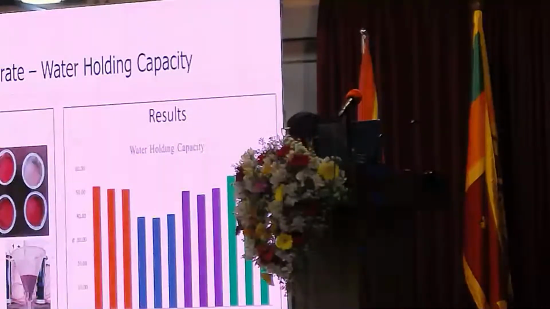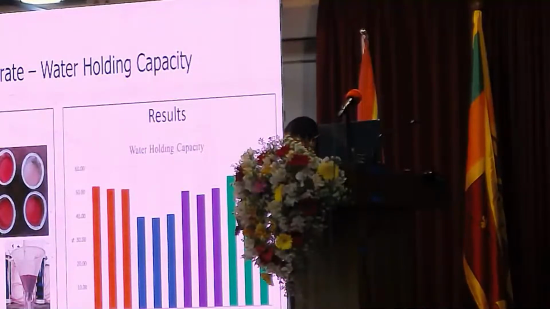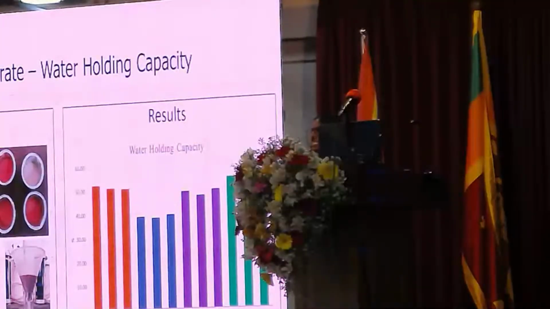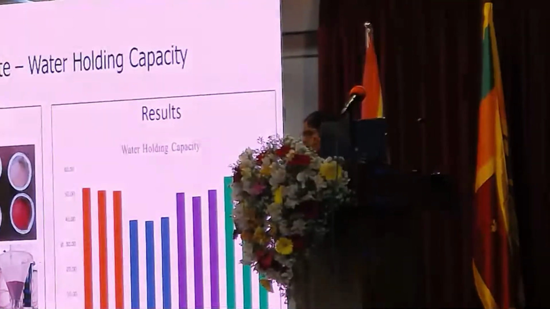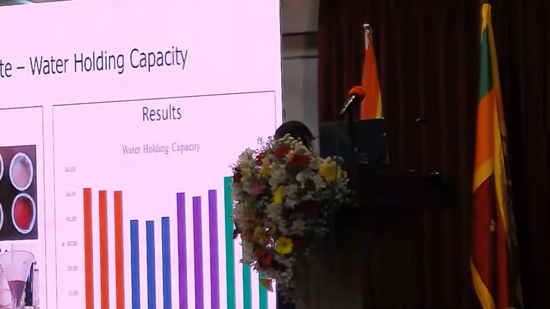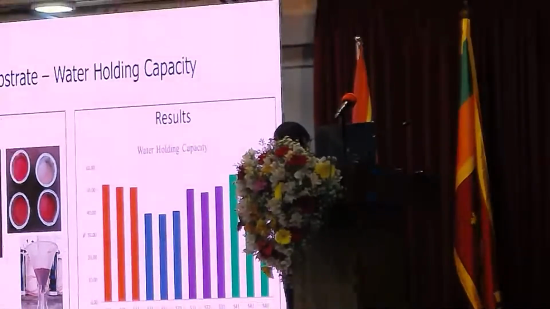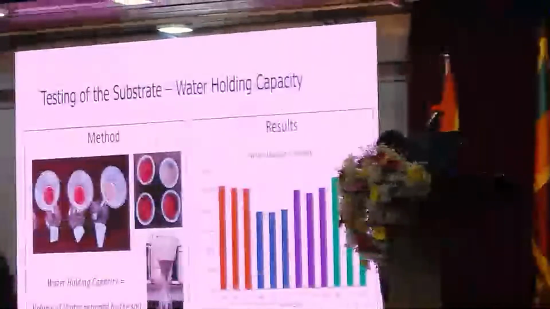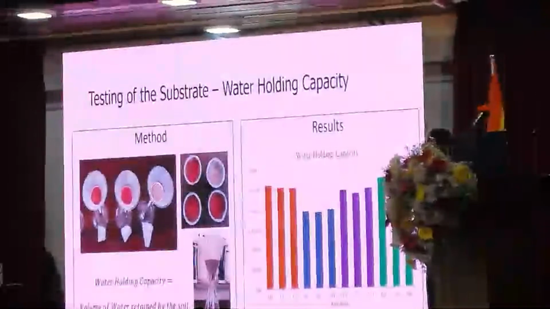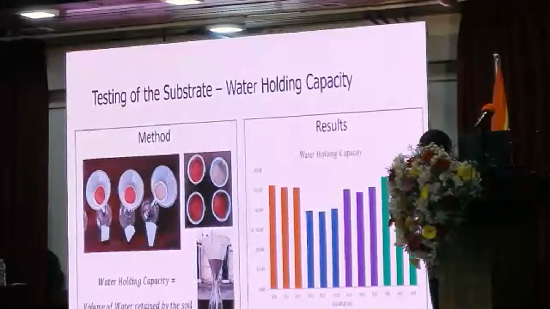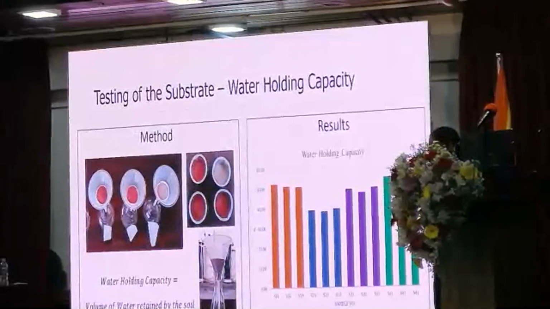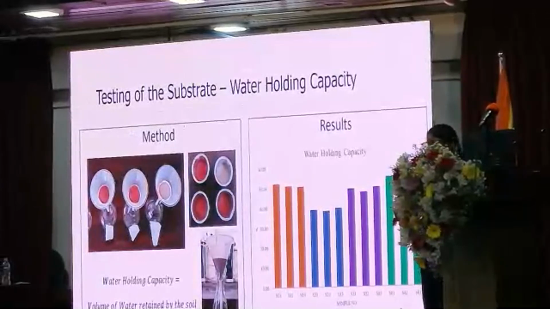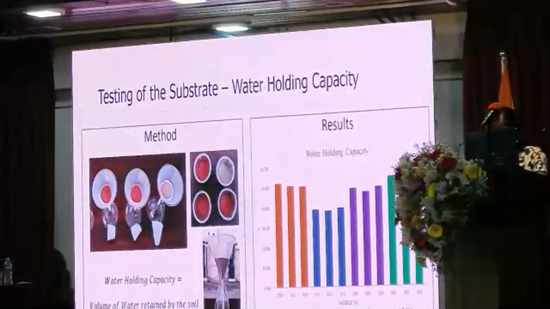What we found was that in the sample that did not have any crushed bricks, the water holding capacity, which is shown in blue here, was the lowest. And as the percentage of crushed bricks increased, the water holding capacity also increased. And you can see here, within a series, that sample 2 always has a lower water holding capacity than the other two. Sample 2 is the sample that had only rice husk. We can see that when we incorporated coir, the water holding capacity actually increased when you compare it with the rice husk.